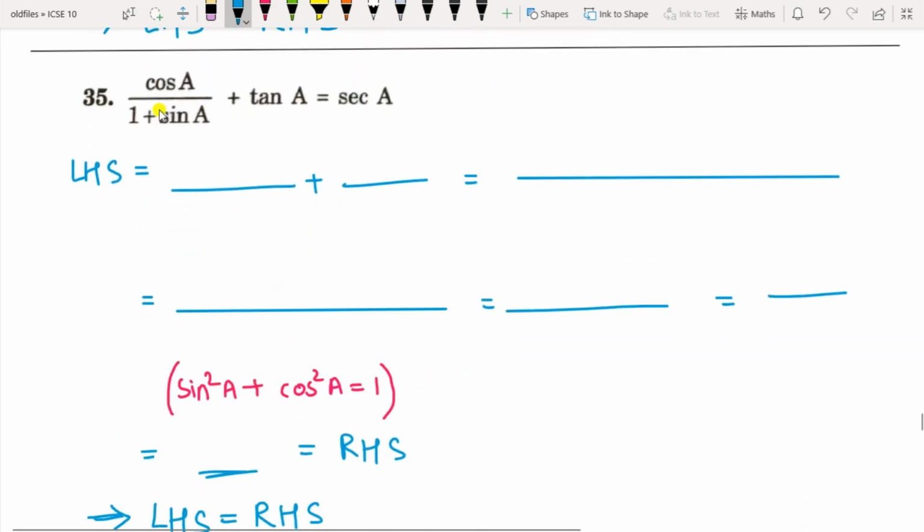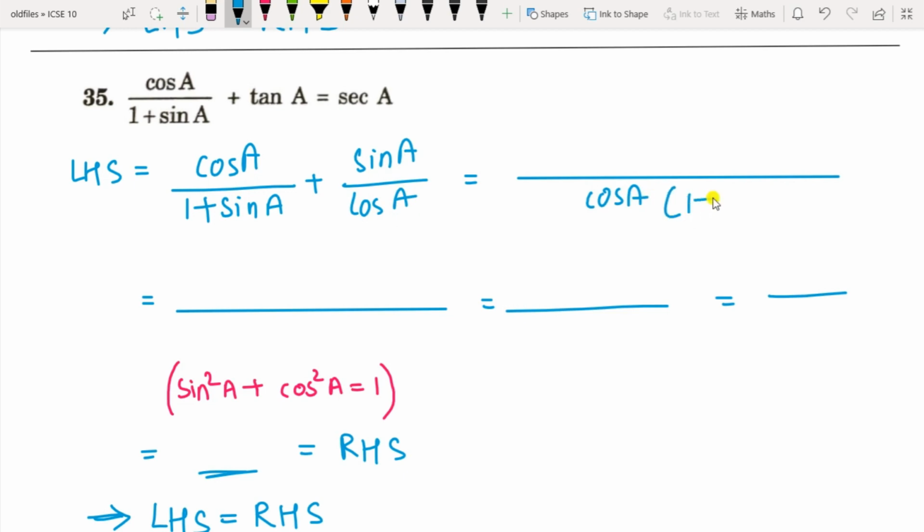Question 35th here is cos A upon 1 plus sin A plus tan A. You have to prove it equal to sec A. Now cos A upon 1 plus sin A. In place of tan, I am substituting sin A upon cos A. Now take the LCM. So it will be cos A into 1 plus sin A. This will be cos square A plus sin A into 1 plus sin A.